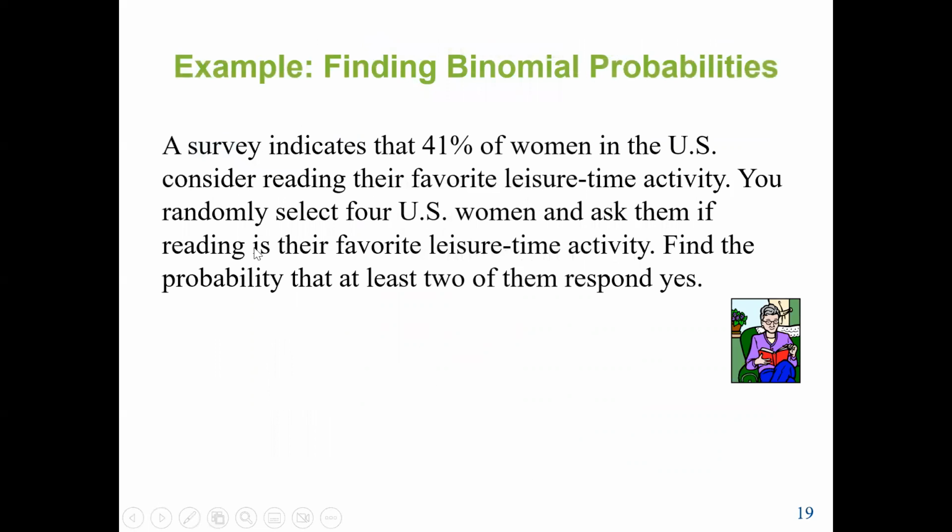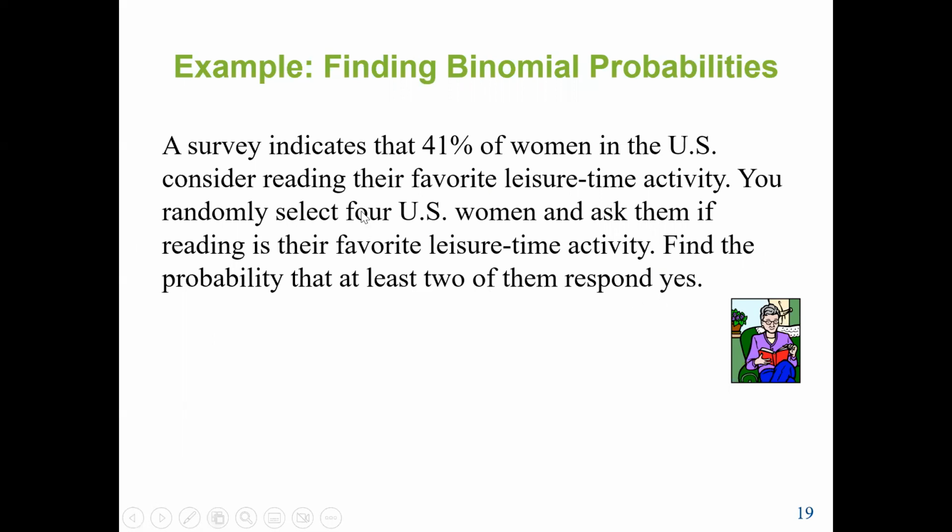Now let's try another example here. Here we're going to find the binomial probabilities. A survey indicates that 41% of women in the US consider reading their favorite leisure time activity. You randomly select four US women and ask them if reading is their favorite leisure time activity. Find the probability that at least two of them responded yes.